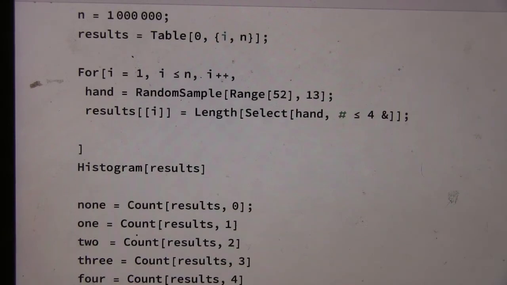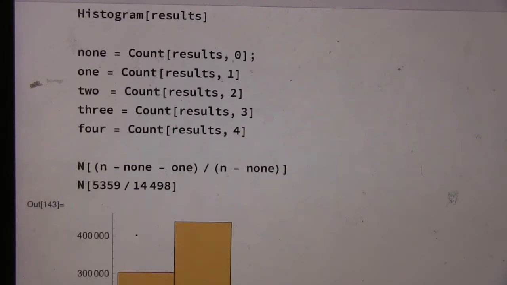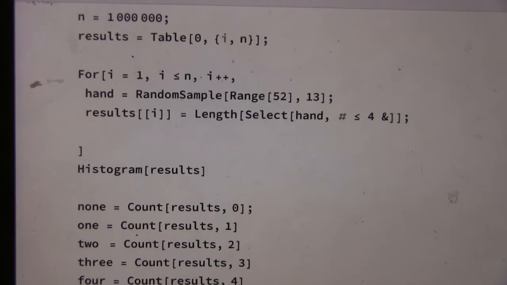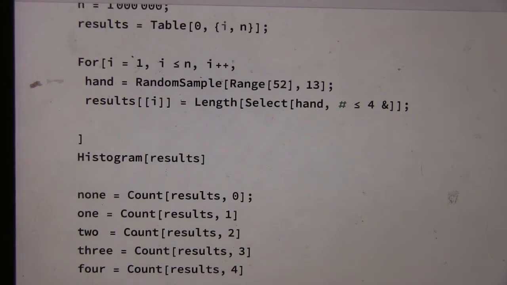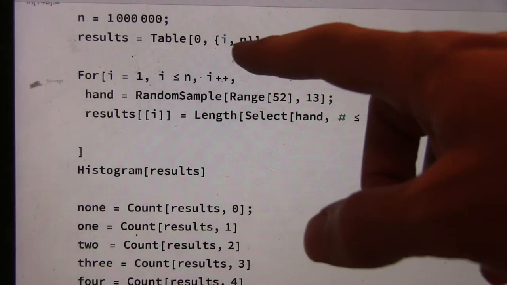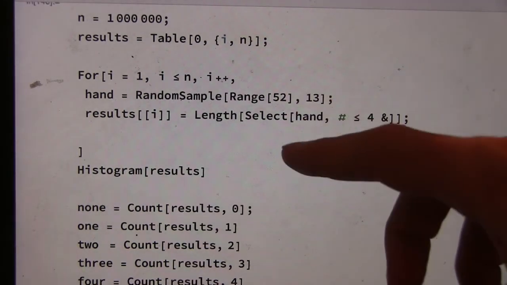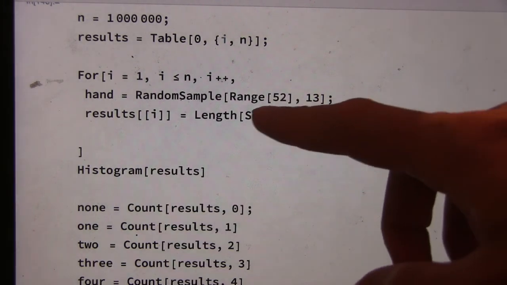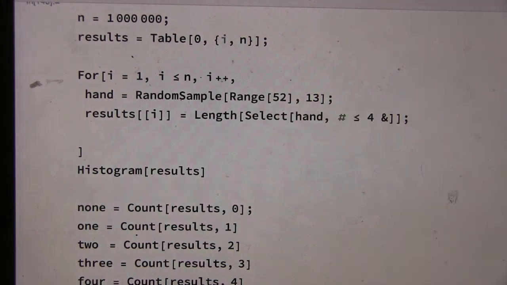Alright, so this is the first one, right? That is for at least one ace. We're doing 1,000,000 simulations here, and I put the results in a table. I do a random sample of the integers 1 to 52, and I pick 13 of them. We're pretending the aces are the numbers 1, 2, 3, 4.